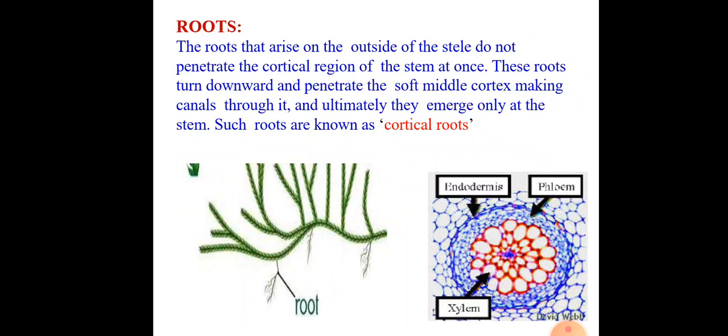Then what about the roots of the plant? The roots arise on the outside and do not penetrate the cortical region of the stem at once. The roots turn down and penetrate the soft middle cortex, making canals through it, then emerging only at the base of the stem. Such roots are known as cortical roots. In cortical roots we can see xylem and phloem arranged one by one, and we can see a distinct endodermis also.